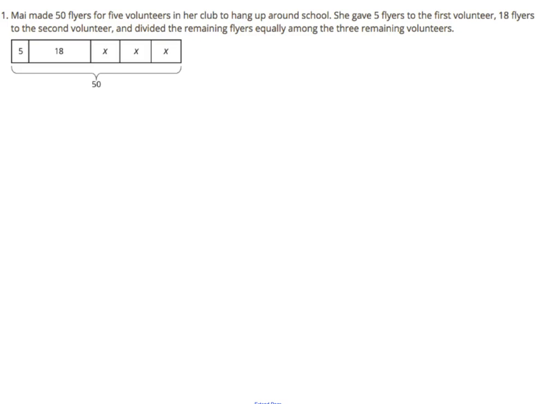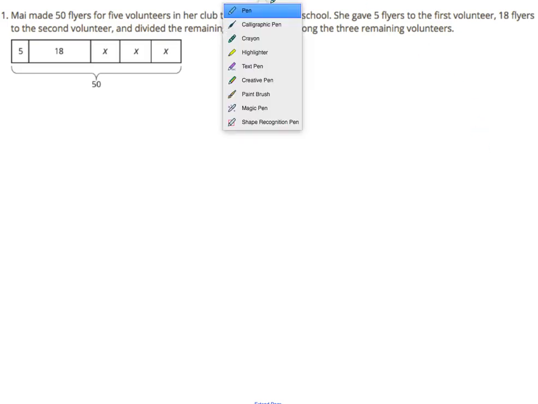Yes, nice and loud. May made 50 flyers for 5 volunteers in her club to hang up around school. She gave 5 flyers to the first volunteer, 18 flyers to the second volunteer, and divided the remaining flyers equally among the 3 remaining volunteers.